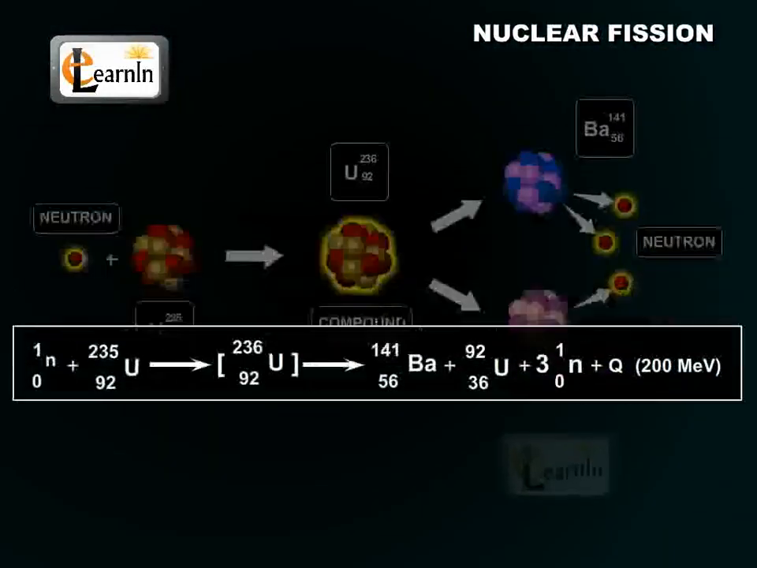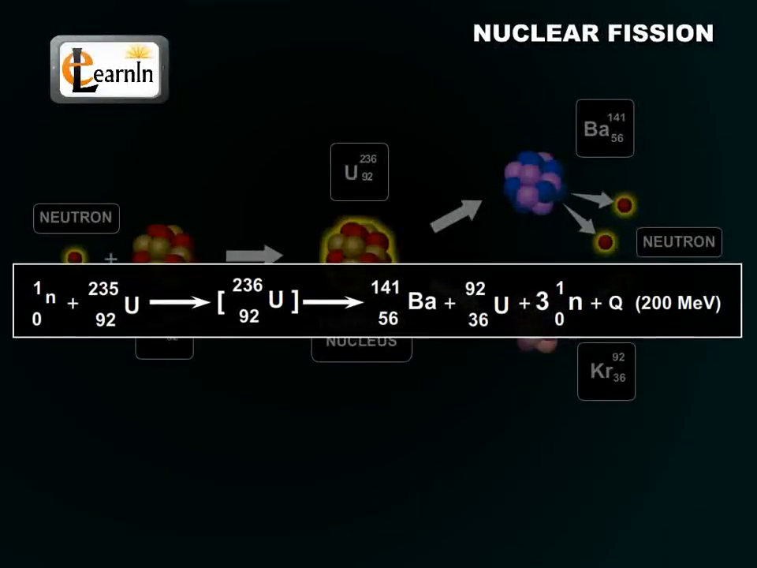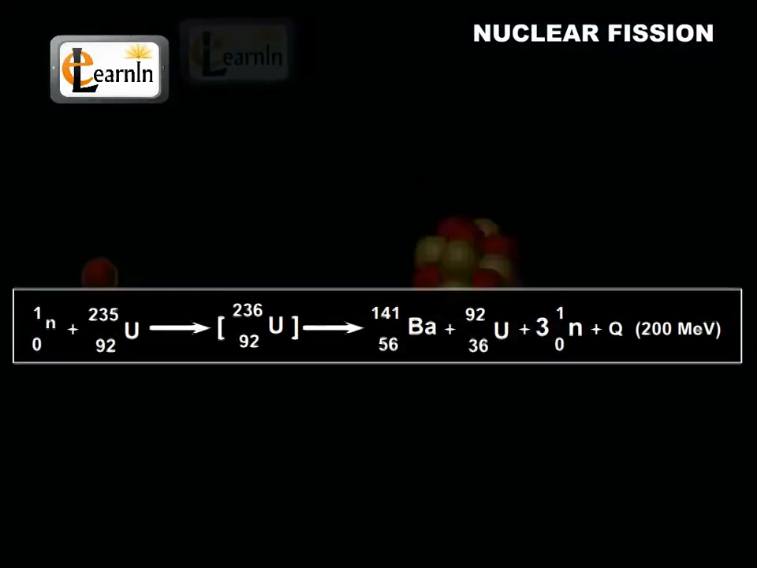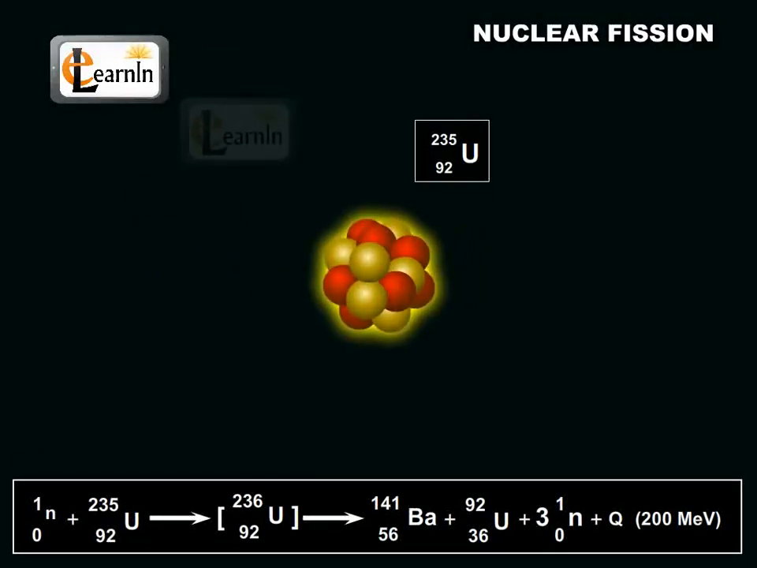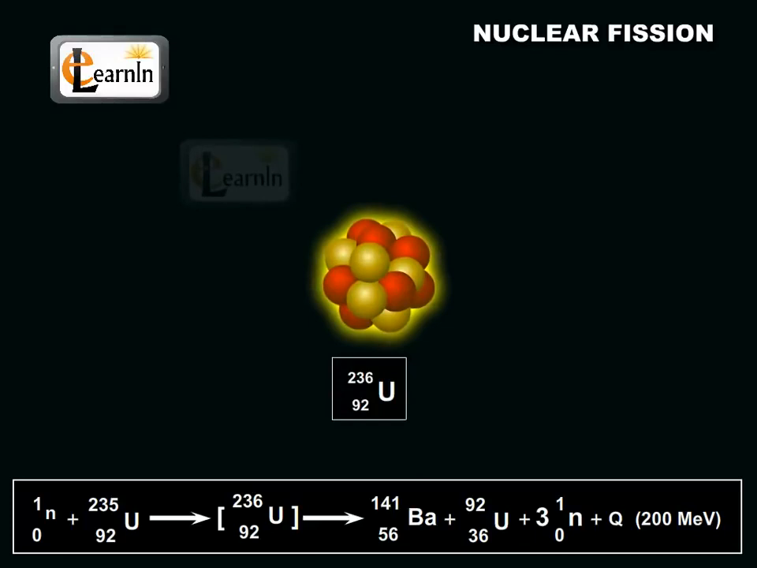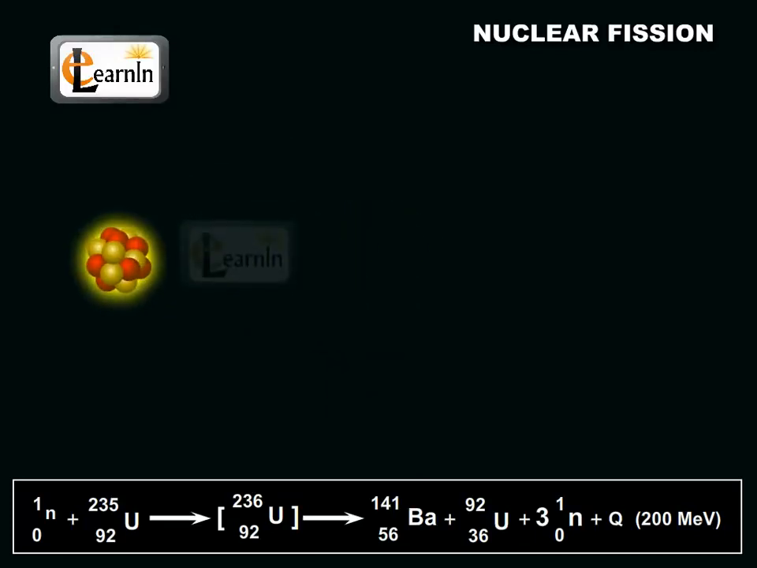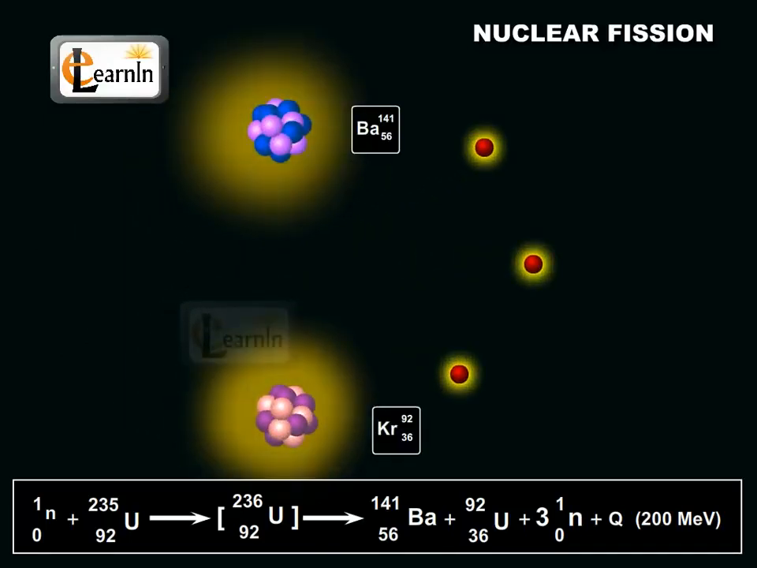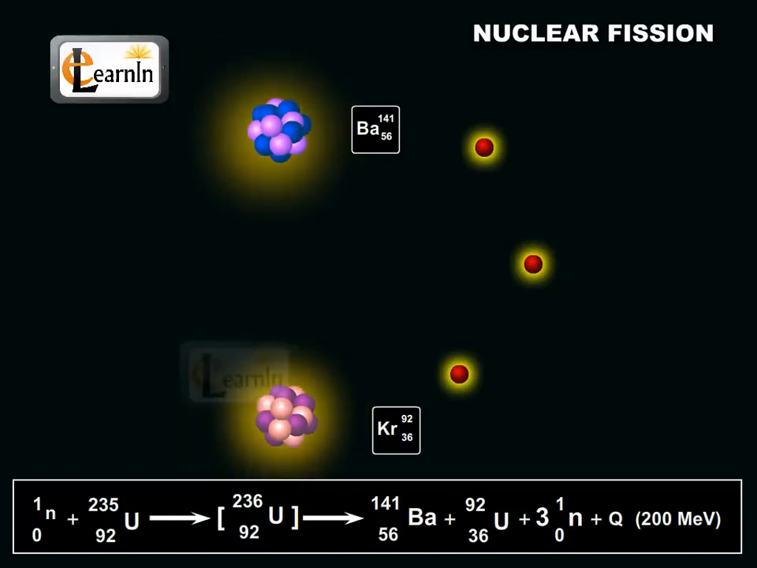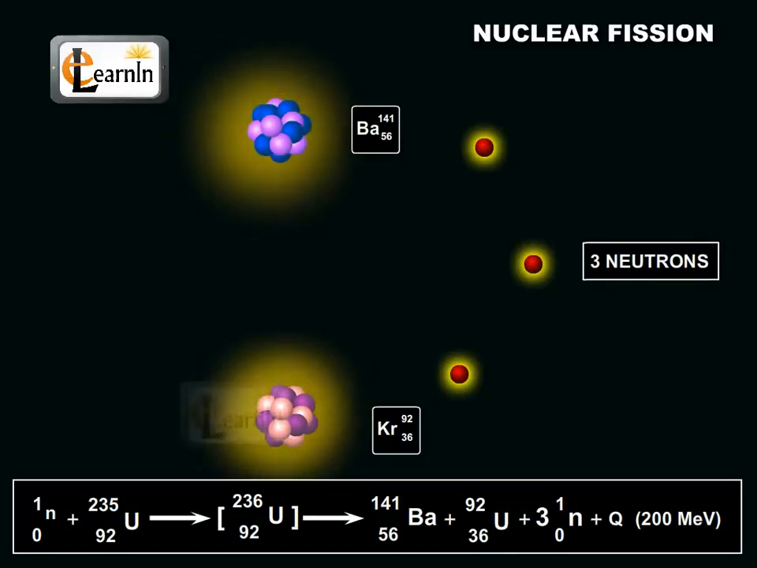The chemical equation of the nuclear fission reaction taking place can be represented by this equation. So as you can see from the equation, 1 neutron combines with uranium-235, forming an unstable compound nucleus, uranium-236. This unstable nucleus splits into 2 stable nuclei, barium-141 and krypton-92. In addition to these 2 nuclei, 3 neutrons are also emitted, as well as a high amount of energy, denoted in the equation by Q.